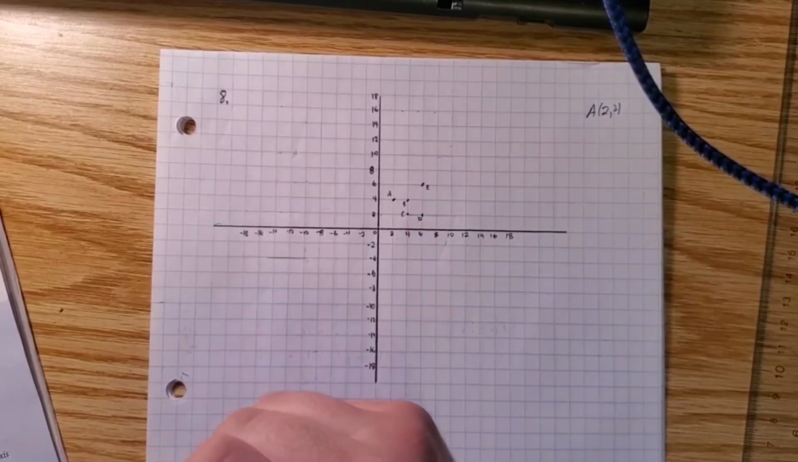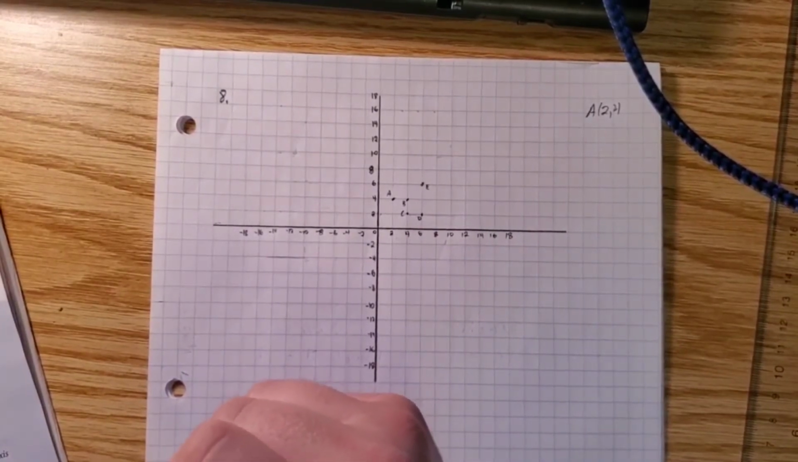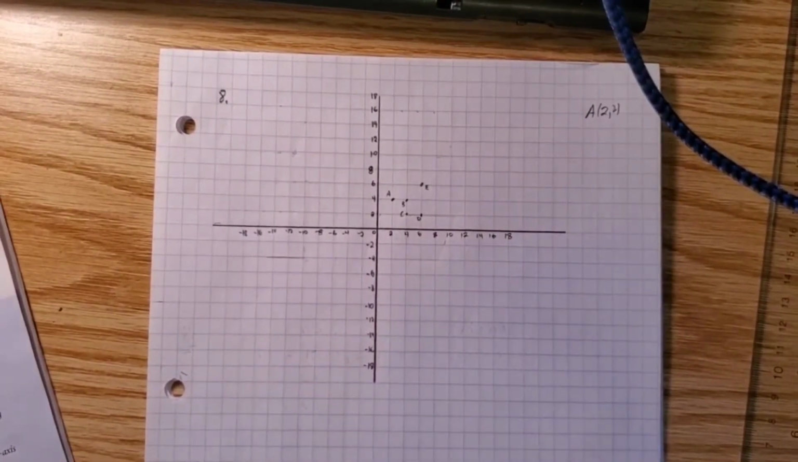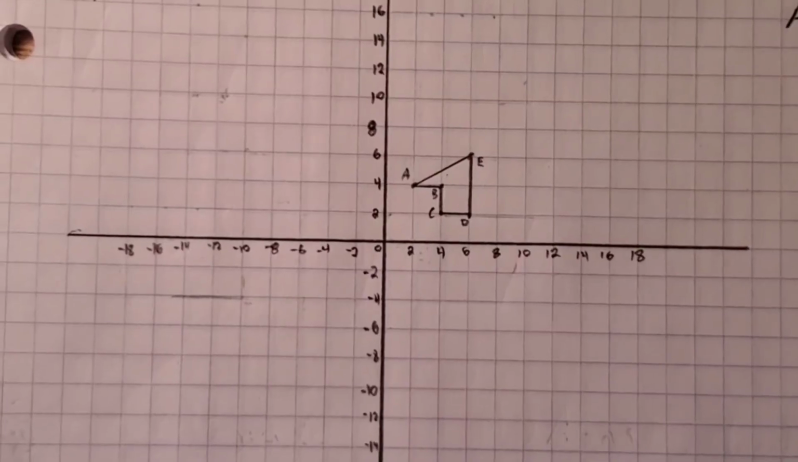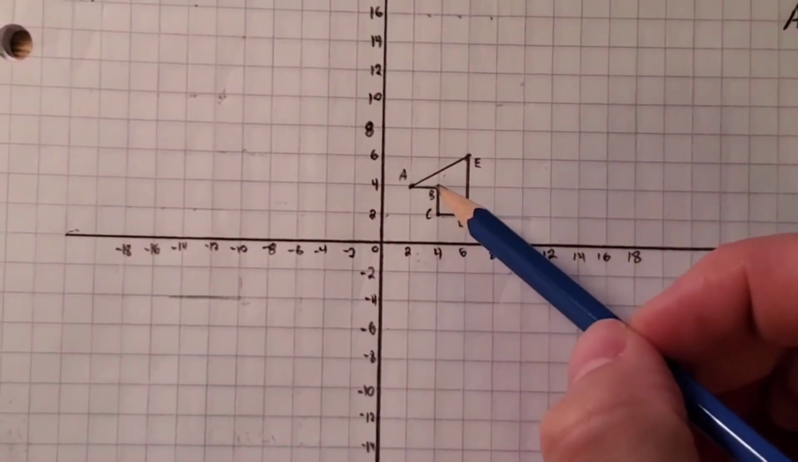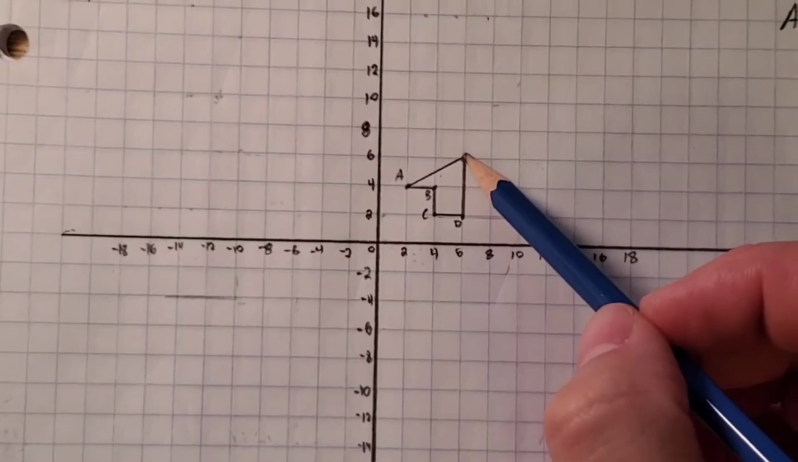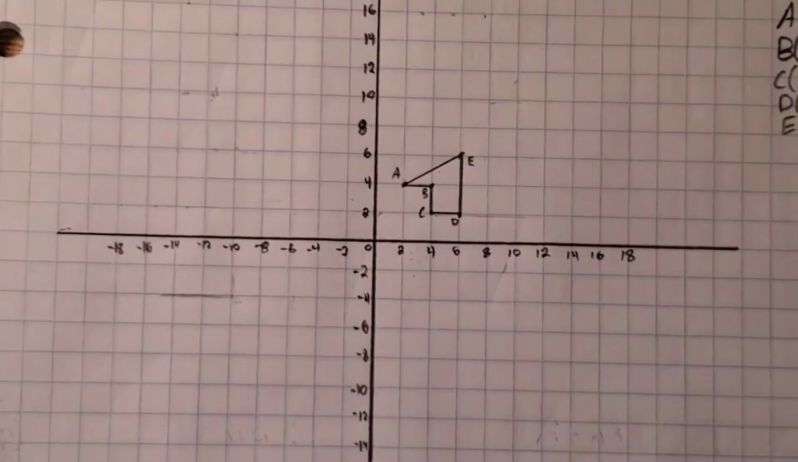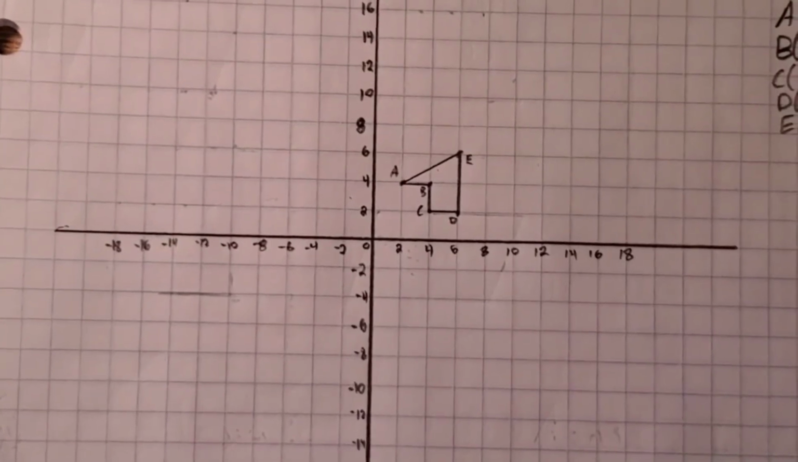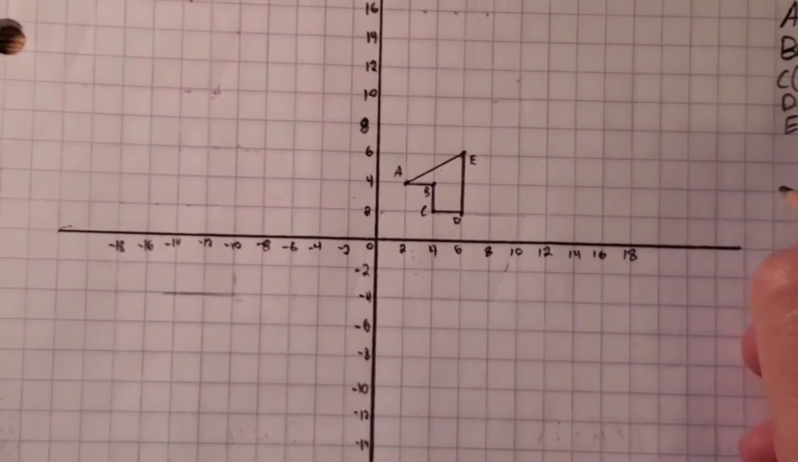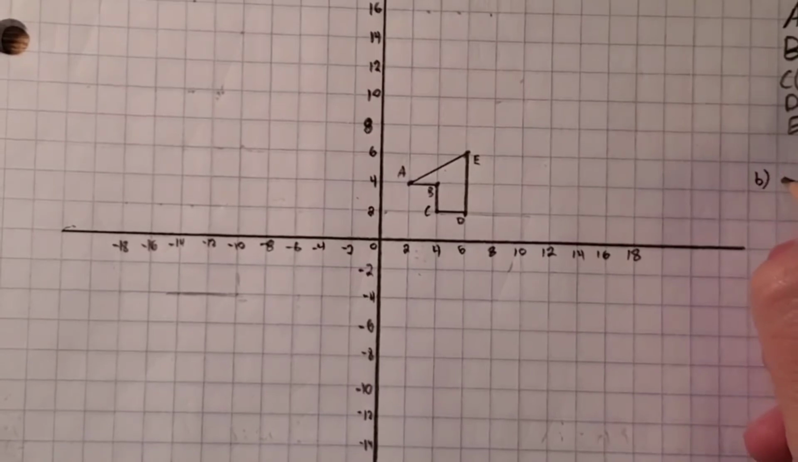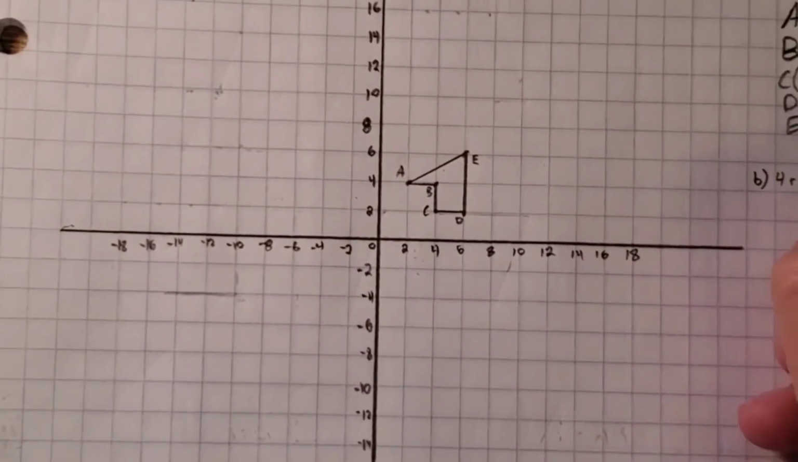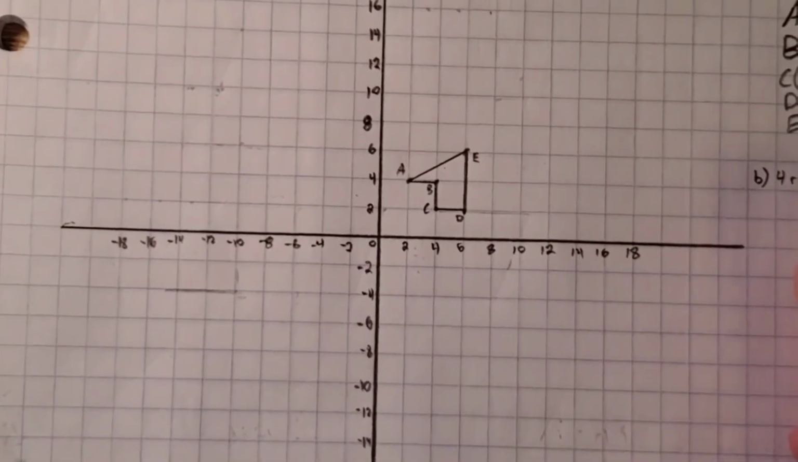Okay, and it says join points to draw polygon A, B, C, D, E. So do them in order. So it should look like this. A to B, B to C, C to D, D to E, and then E back to A. Part B says to translate 4 units right, 6 units up. Okay, so part B says 4 right, 6 up.